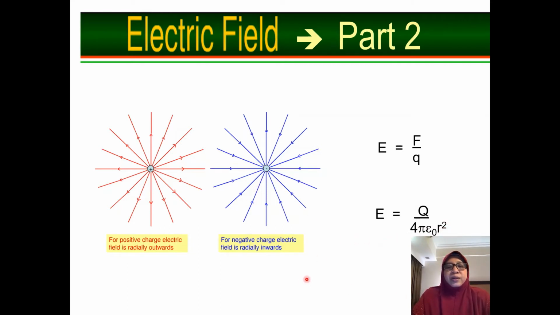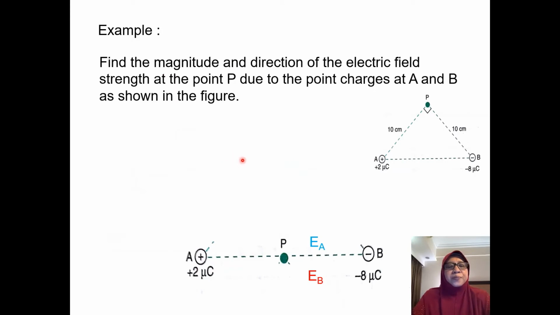Okay, so now we continue with the question that we discussed before. In electric field part 1, we discussed the electric field at position P here. But today we are going to discuss the electric field at the position in the middle between A and B, charge A and charge B. Okay, so now let's start.